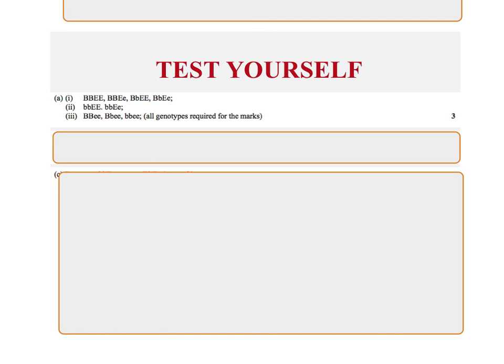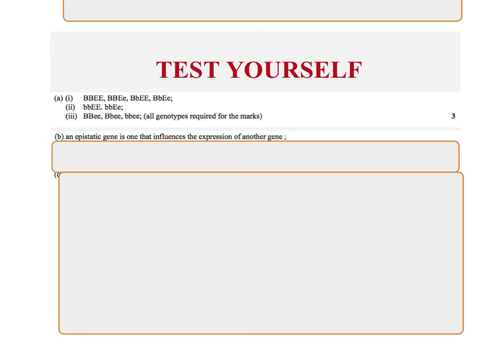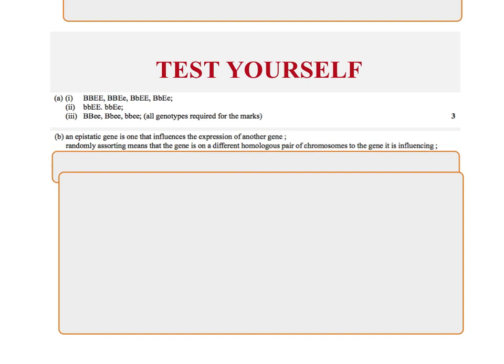Now, the next question was looking at what does it mean by randomly assorting epistatic gene. And there were 3 marks available, so I'm going to take each of those in turn in a line. So an epistatic gene is one that influences or controls the expression of another gene. And randomly assorting means that the gene is on a different chromosome to the gene it's influencing. So maybe if we're looking at this example, the B locus might be on chromosome 12, whereas the E locus might be on chromosome 20.